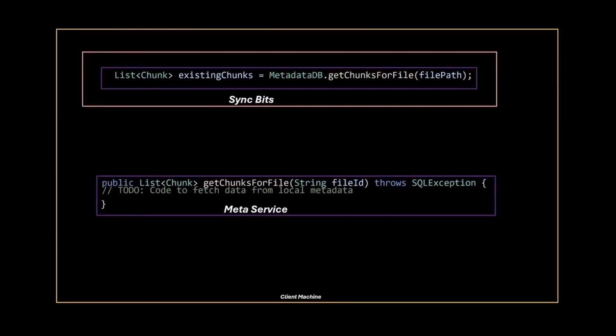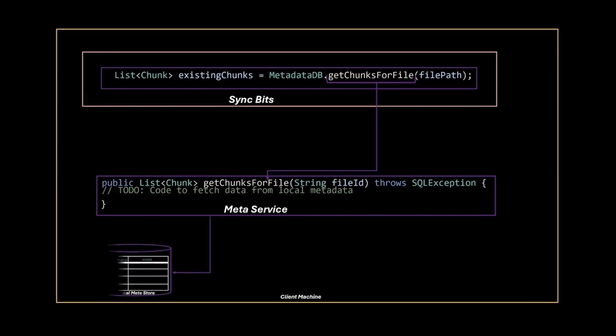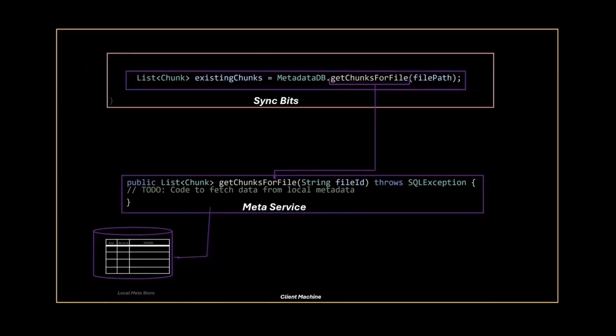So SyncBit service is calling get chunks for file and making a call to the meta service. There's a typo and I have mentioned file ID, just ignore it. SyncBit service is calling meta service and asking if there is any existing chunk available or not. And then meta service is making a call to the local meta store, where it is checking whether there's any existing chunk available for that particular file or not. So there's no chunk available in the local meta store.